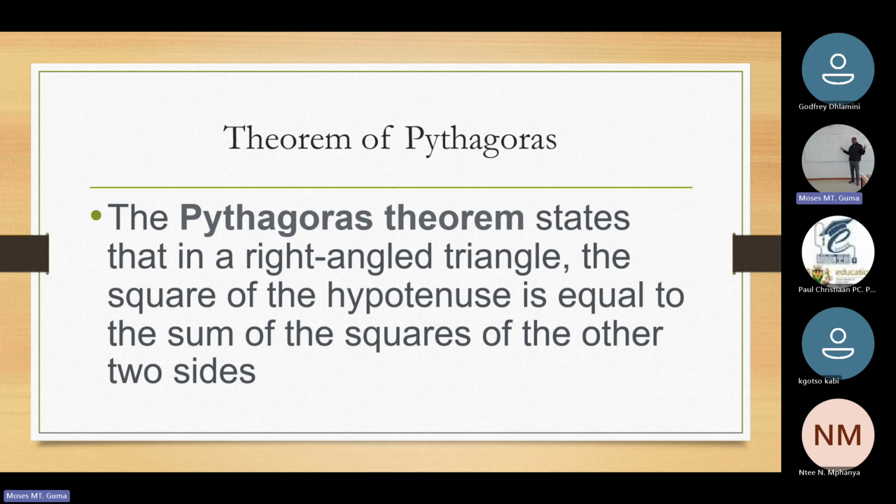The theorem of Pythagoras states that in a right-angled triangle, friends, please note this, it is very important, not in any other triangle, but specifically the right-angled triangle, the square of the hypotenuse is equal to the sum of the squares of the other two sides. That is very important. I'm going to take you through this mathematically now so that we understand it.